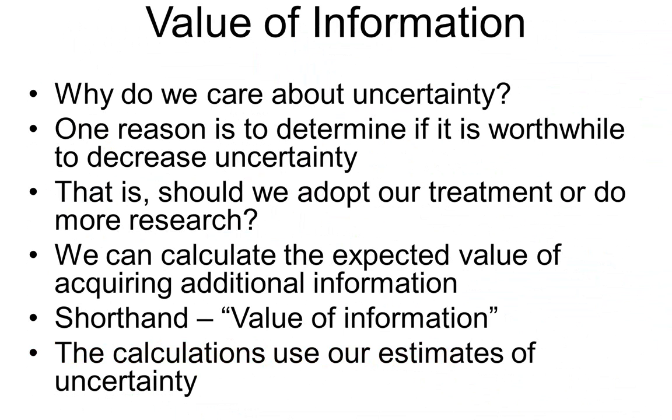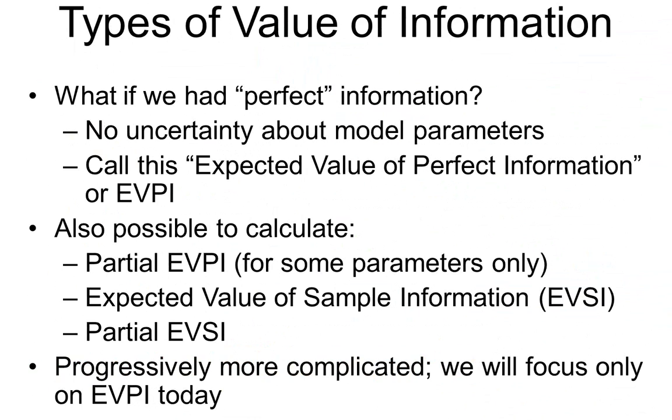And these calculations use our estimate of uncertainty. So again, I'm going to really just give some introductory remarks about this because it's worth an entire lecture or two on its own. But people started this sort of thinking by saying, what if we had perfect information? So what if we had no uncertainty about model parameters? And we call this the expected value of perfect information, or the EVPI.